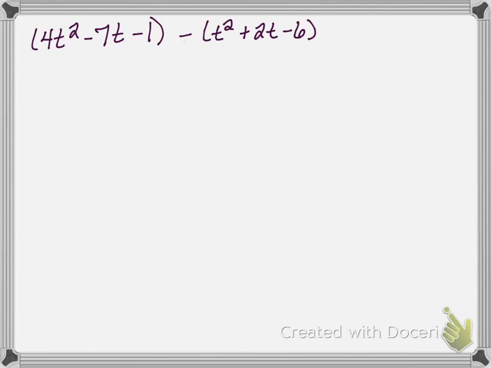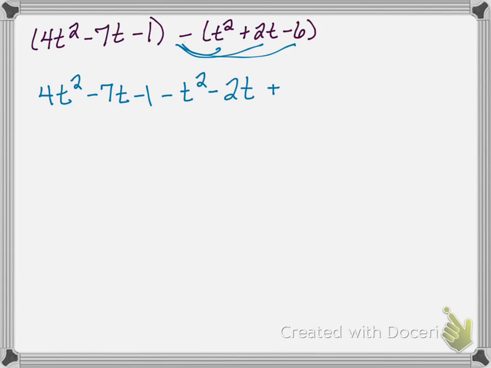Okay, we have to distribute. What do we have to distribute? Good. We've got to distribute the negative to this. So I have 4t squared minus 7t minus 1 minus t squared minus 2t plus 6. I gave that negative to everything in that trinomial.